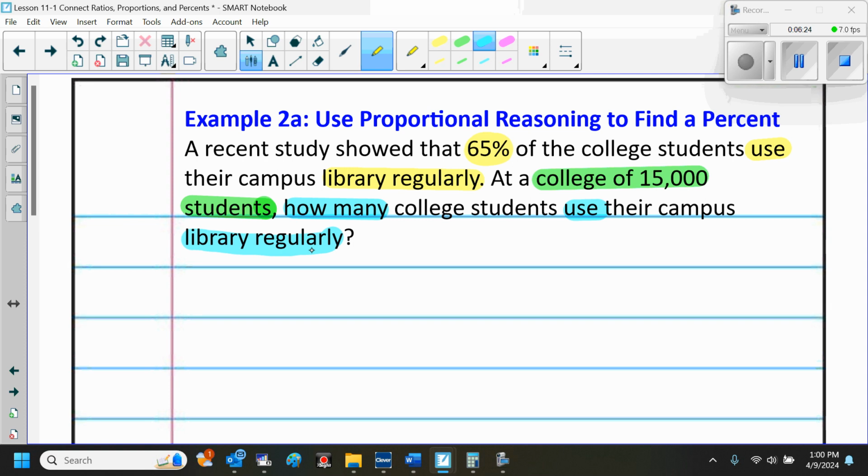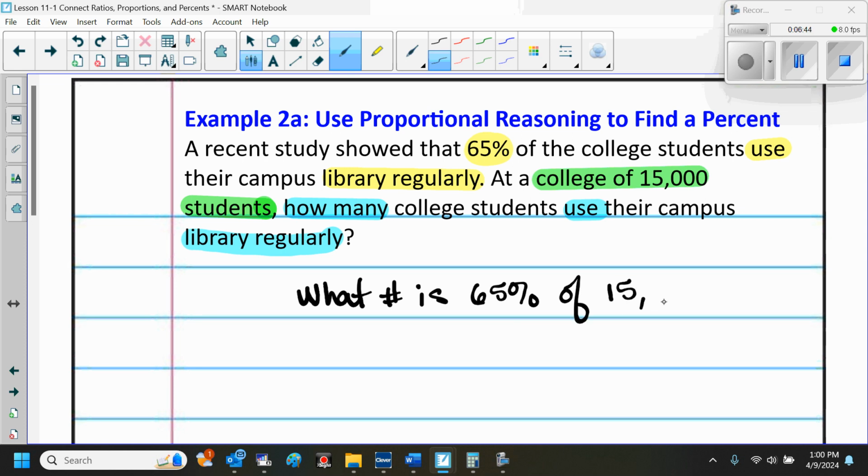Now, knowing that information, what is our what number question? So we're going to write what number is 65% of 15,000. For this one, we're going to write an equation. We're just going to translate this English question to math. If I don't know what the number is, what am I going to use? X. We're going to use a variable. Very good. So there's my X.